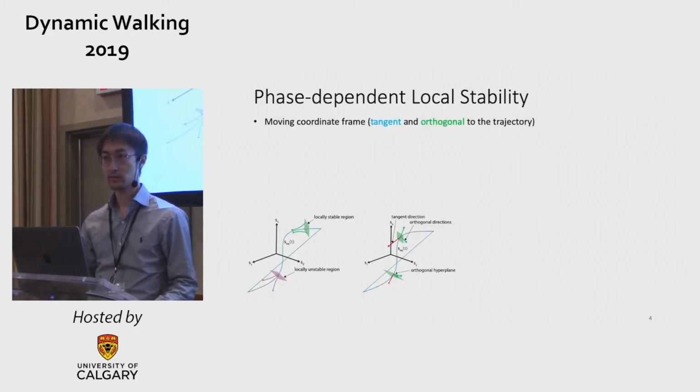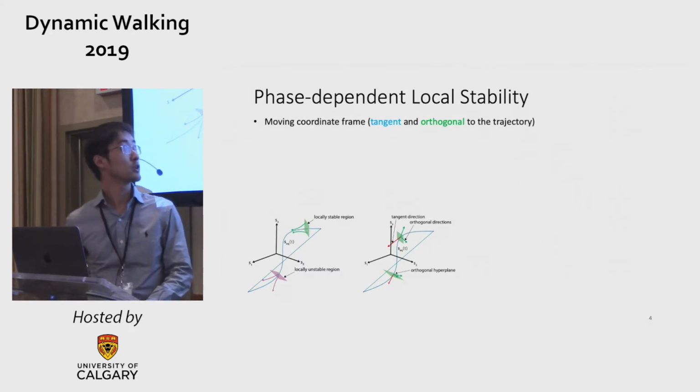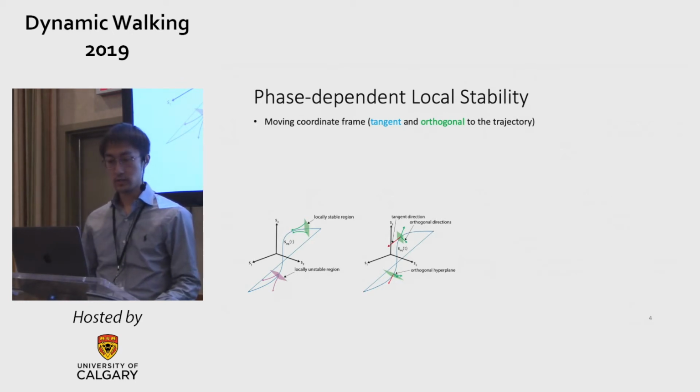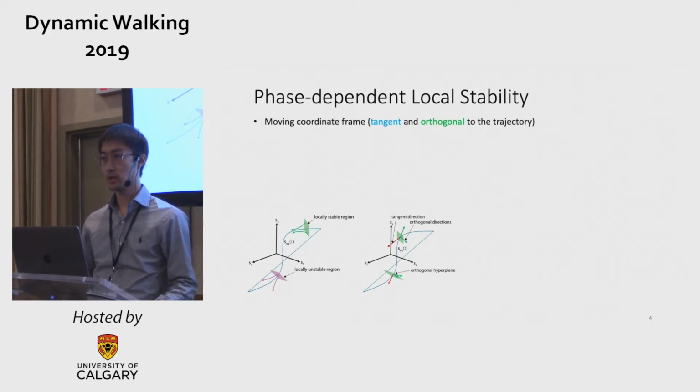To analyze local stability, we do some coordinate transformation such that the coordinate frame is always tangent and orthogonal to the trajectory. This is because if we perturb the system along the periodic gait, the system will remain on it and will only result in a phase shift. So for the purpose of analyzing stability, we only look at the moving Poincare section, which is always orthogonal to the tangent of the periodic orbit.